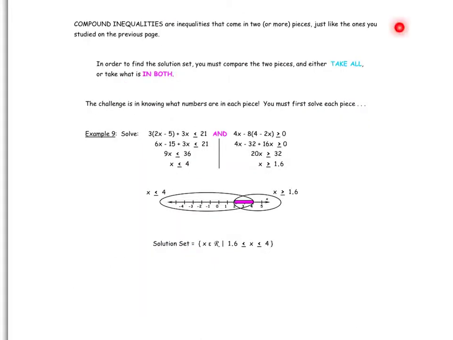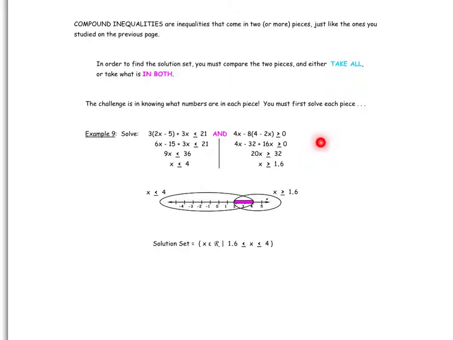As we said before, compound inequalities are inequalities that come in two or more pieces, just like the ones you studied on the previous page. In order to find the solution set, you must compare the two pieces and either take all or take what is in both. The challenge is in knowing what numbers are in each piece, and for that you must solve each piece separately. So in example number 9, I wrote two inequalities that are much more complicated than the inequalities you saw on the previous page.